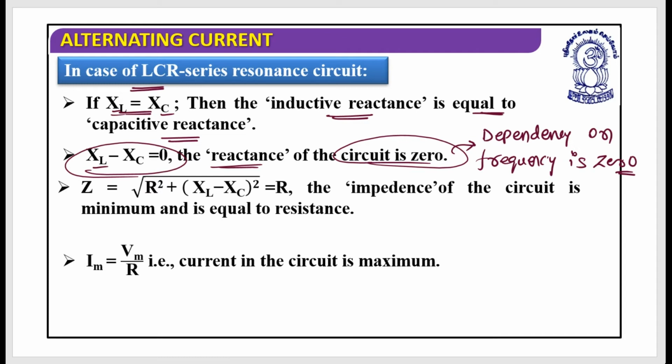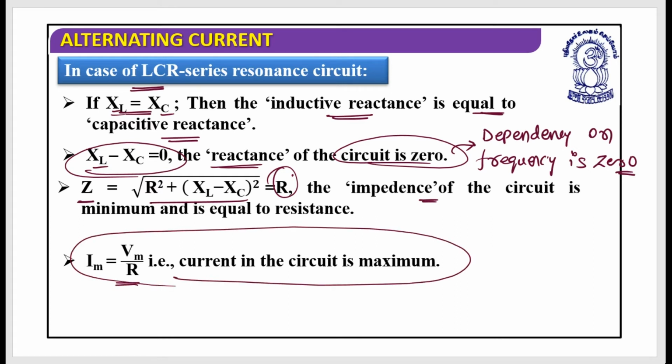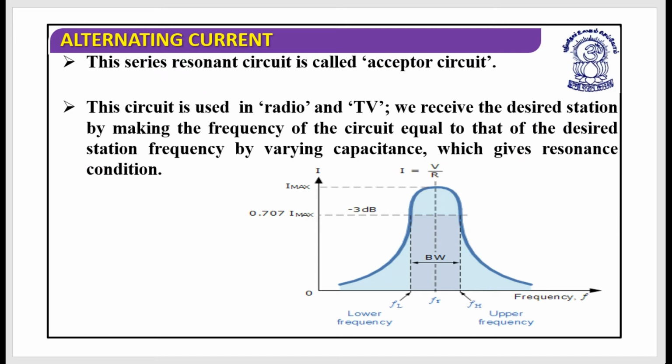So now Z equals root of R square plus (XL minus XC) whole square, only the R would be there, which does not depend on the frequency anywhere. So the impedance of the circuit is minimum, and it equals the resistance. This is the current where I could say it's Im, the maximum current available, which equals Vm by R. Yes. So this series resonant circuit is also called the acceptor circuit.